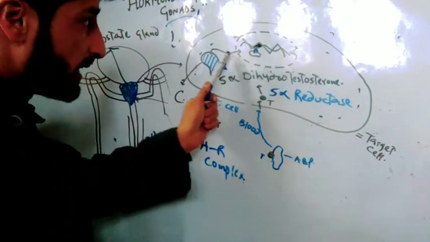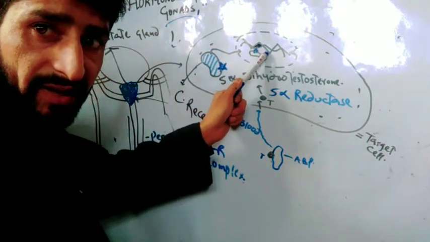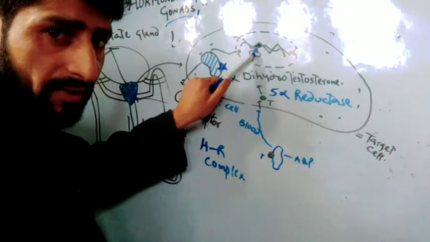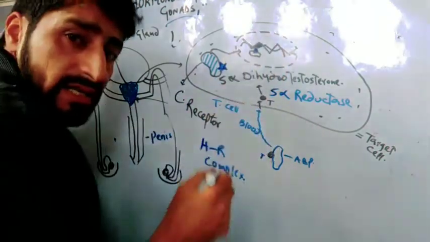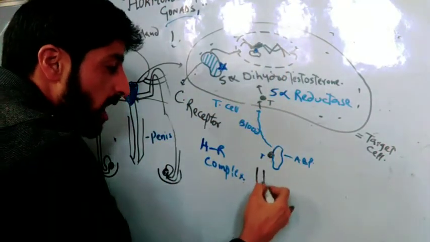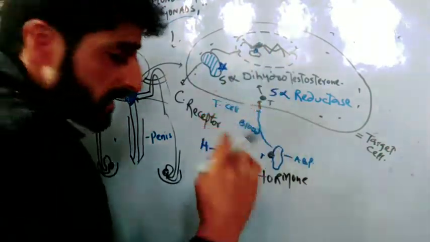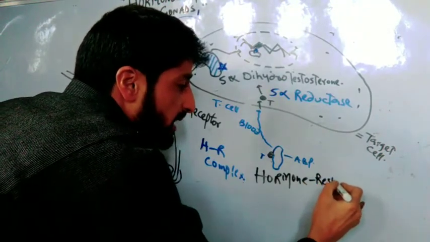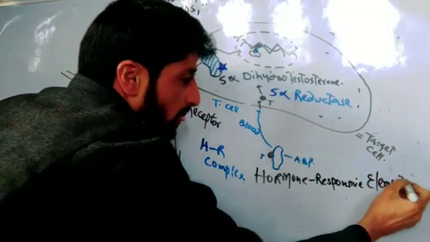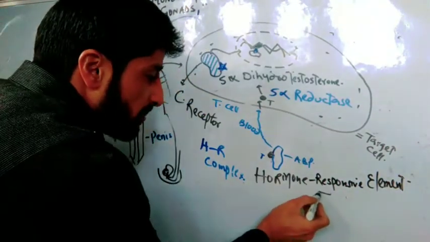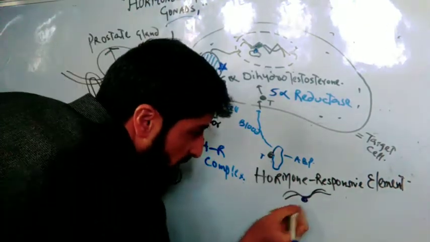Hormone receptor complex enters into the nucleus through the nuclear pores. Then inside the nucleus there is present DNA. Then the hormone receptor complex binds with the DNA at a specific location. That specific location, that special sequence, that special region of DNA is known as hormone responsive element. Hormone responsive element is the part of DNA to which the hormone receptor complex got attached.